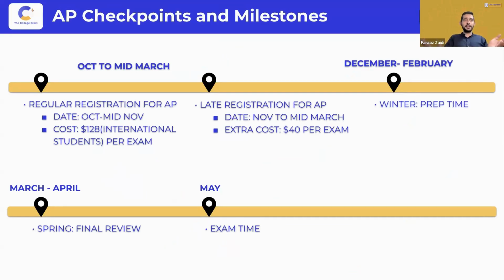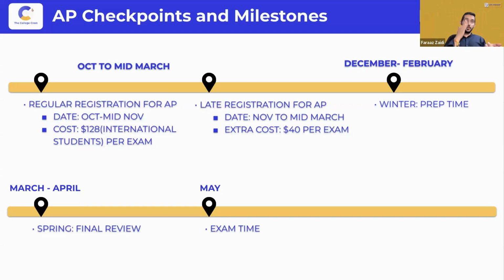Your AP decisions are very crucial right from the month of October till mid-March. And I'm talking for all of the kids that have at least gotten into grade 9. Kids that are younger than grade 9, you don't need to look at it for this year. But for kids from grade 9 and beyond, I would suggest by October, you should have the APs that you would like to apply for this year. Because your regular registration for AP, approximately $128 for international students per exam, is going to be running between October till mid-November. From mid-November to March, you would be paying an extra $40 per examination as late registration.